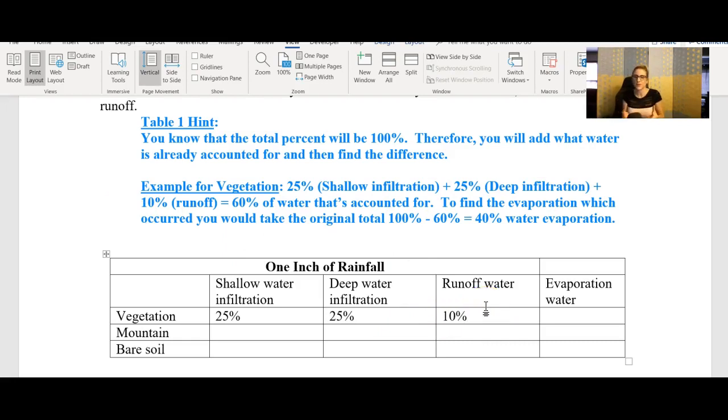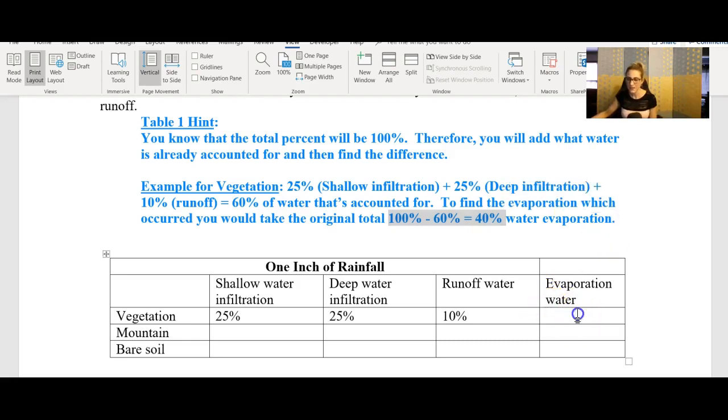We got that information from the lab, and this is just a hypothetical example. If we add that up, 25 plus 25 plus 10 is 60. So that's where I got that. 60% of that water is accounted for. We want to know, where did the rest go? How much of the water evaporated? Well, if 100% is the total, and we can account for 60%, we know where 60% was. 100 minus 60 is 40.